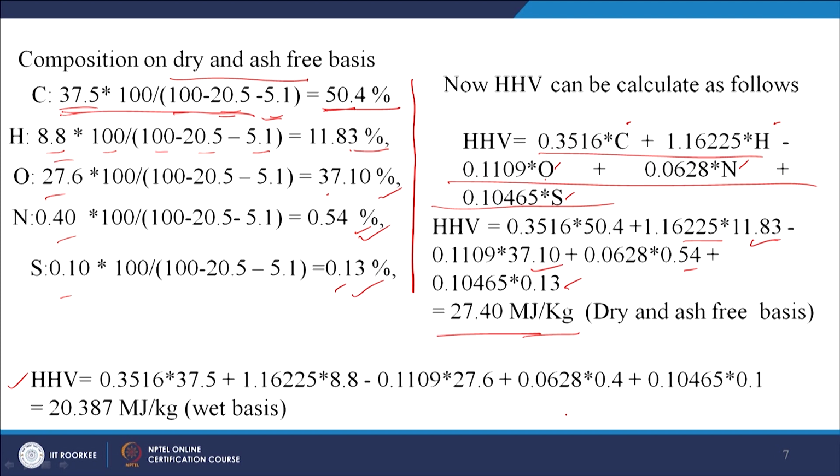basis. But if we want to get it on weight basis, that will be 37.5 for carbon, this is for hydrogen, this is for oxygen, this is for nitrogen and this is for sulfur. So, we are getting 20.387 megajoule per kg. So, this is for weight basis and this is dry and ash-free basis. So, the first part of the problem is solved.